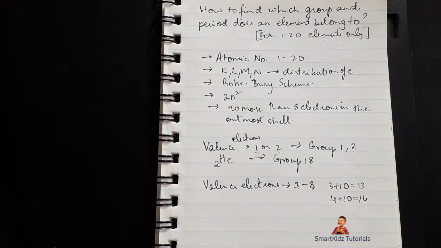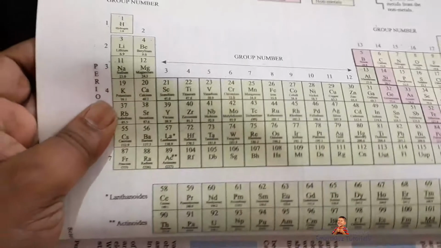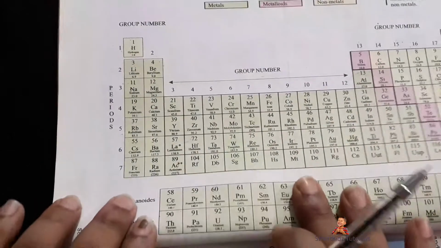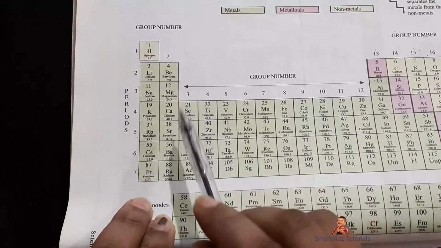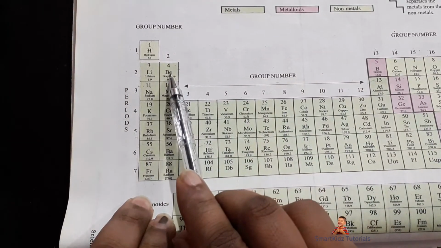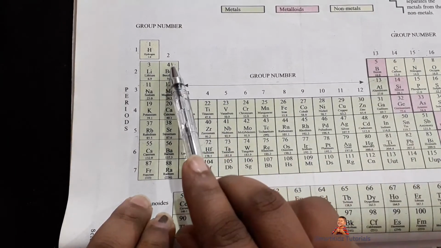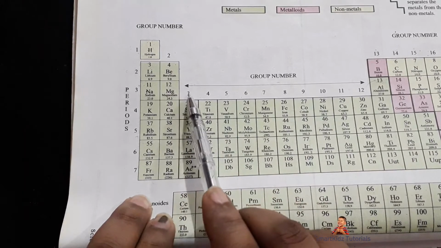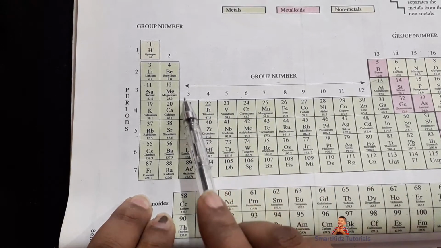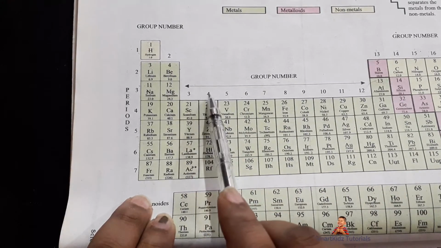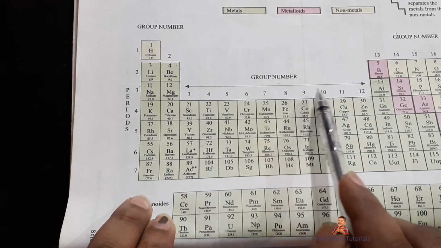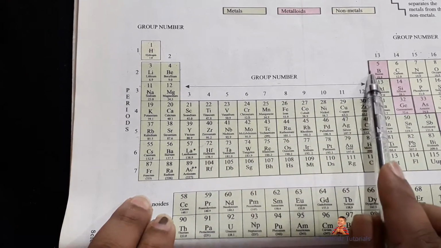Now you must be wondering why we have added this 10 to get group 13, group 14. So I'll show you why. Here is our textbook. If you have a look, see the gap between beryllium and boron. Here there is a gap in between, and this gap is of 10 elements: 1, 2, 3, 4, 5, 6, 7, 8, 9, 10. So this is what we add.